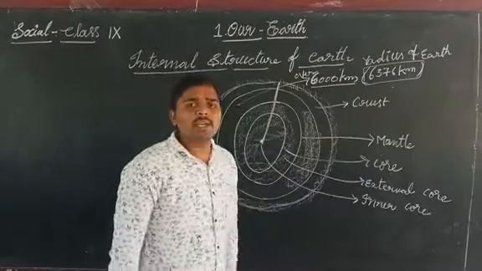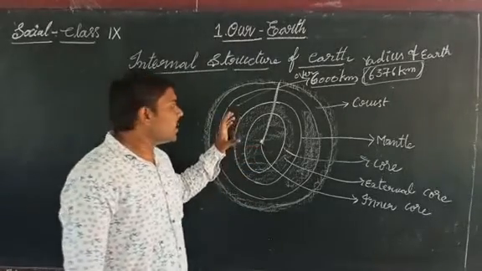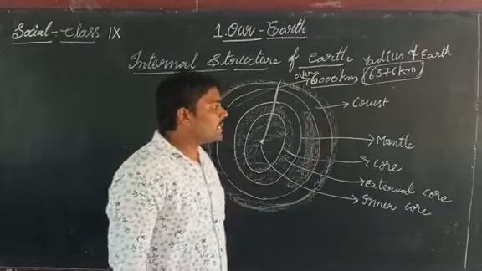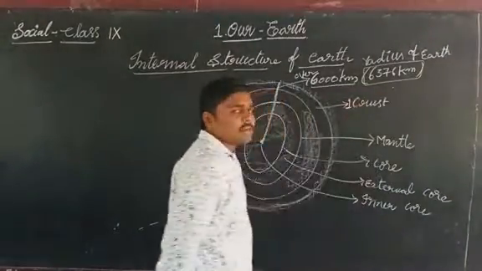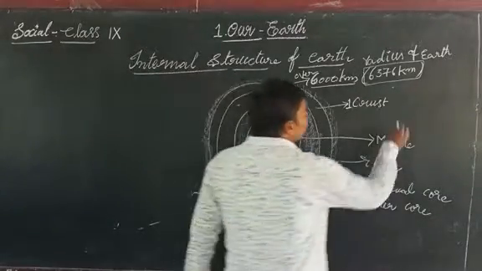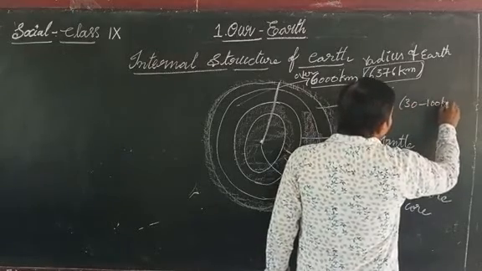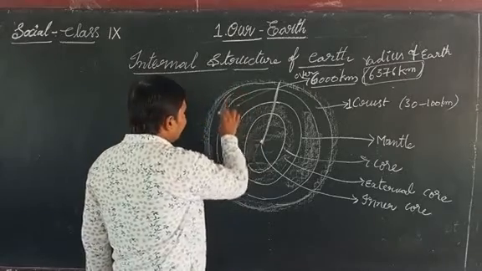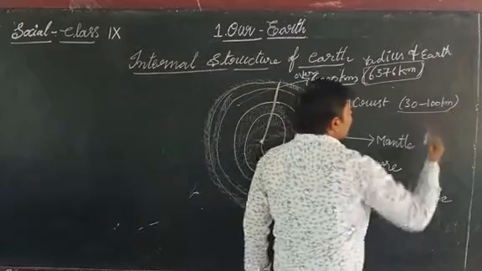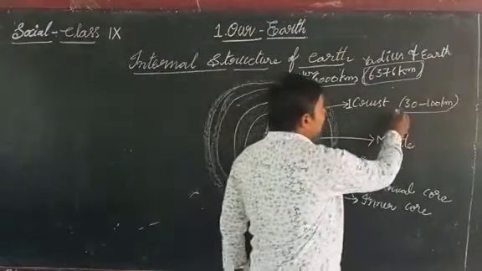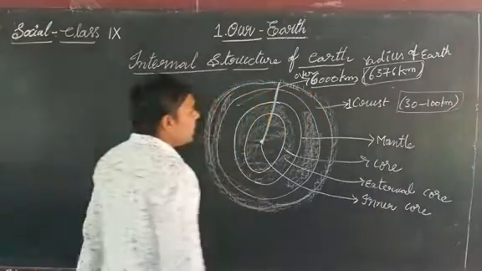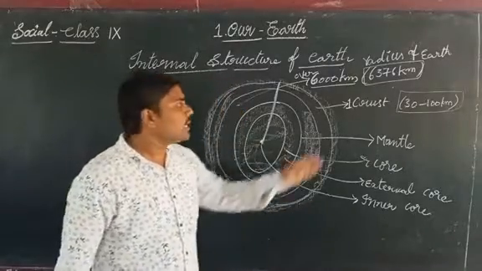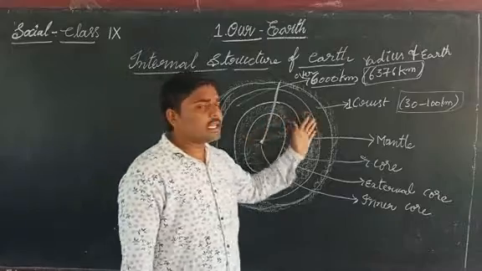Okay. Now coming to the different layers. The entire Earth is divided into three layers. Now coming to the first layer, crust. Crust extends from 30 kilometers to 100 kilometers. This is the thickness of the crust, 30 to 100 kilometers, and this crust is the land on which we are living. The land which we are living on is the crust.